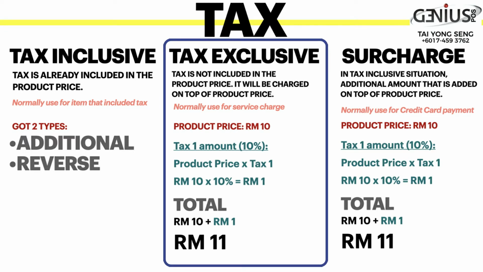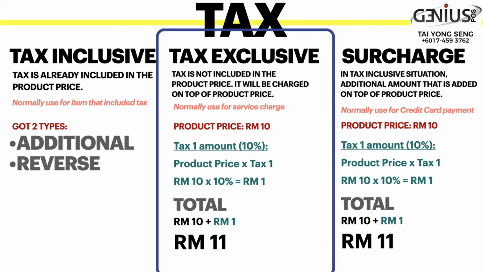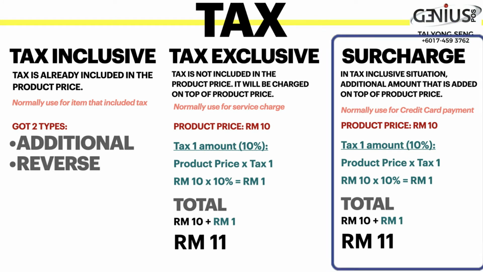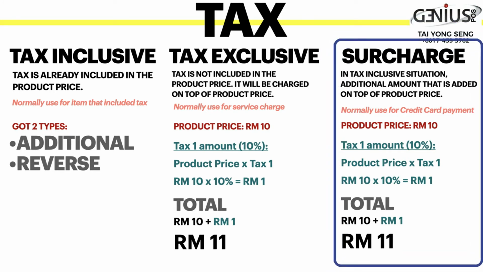For example, the product price is 10 ringgit and 10 ringgit for the 10% is 1 ringgit, so total is 10 ringgit plus 1 ringgit, so total the customer need to pay is 11 ringgit. So for the third is a surcharge. It's a bit same with a tax exclusive, but the difference is normally used for the credit card payment.